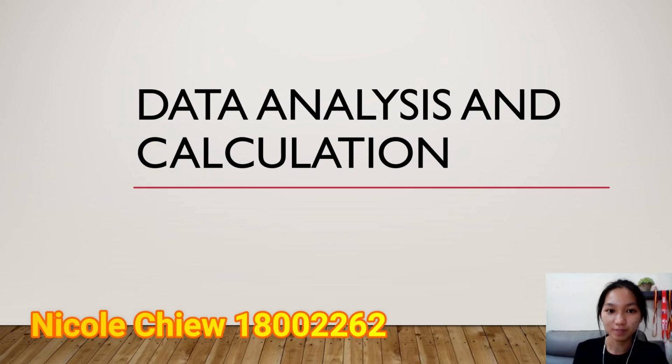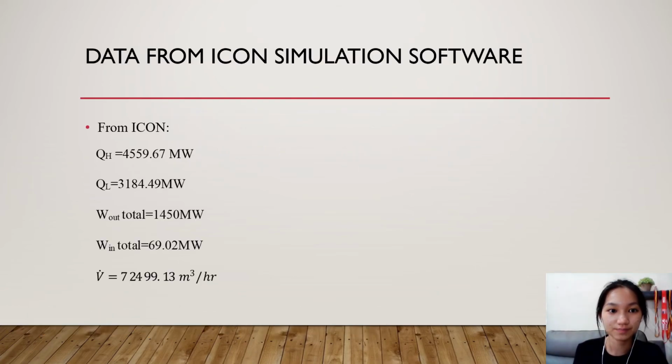Hello everyone, I'm Nicole. Now I'm going to talk about the data analysis and calculation. Since there are a myriad of unknown variables, we have to get the following data from the ICON simulation software, where QH equals 4559.67 megawatt, QL equals 3184.49 megawatt, WL equals 1450 megawatt, Win equals 69.02 megawatt, and the volumetric flow rate equals 72,499.13 meter cube per hour.